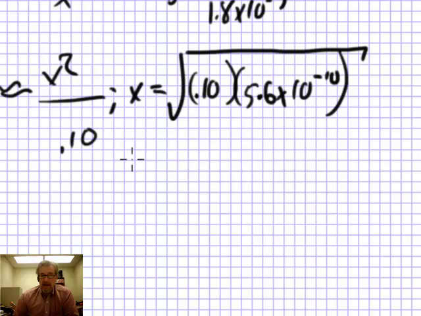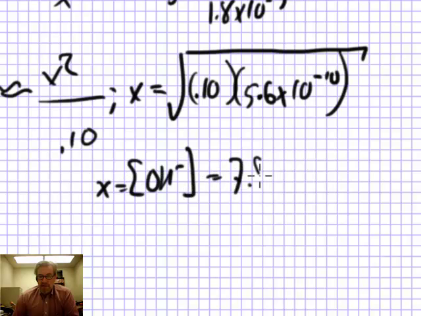Well, x, which is equal to the concentration of OH minus, turns out to be 7.8 times 10 to the minus 6, which is obviously far less than 5% of 0.1. So our assumption was valid.